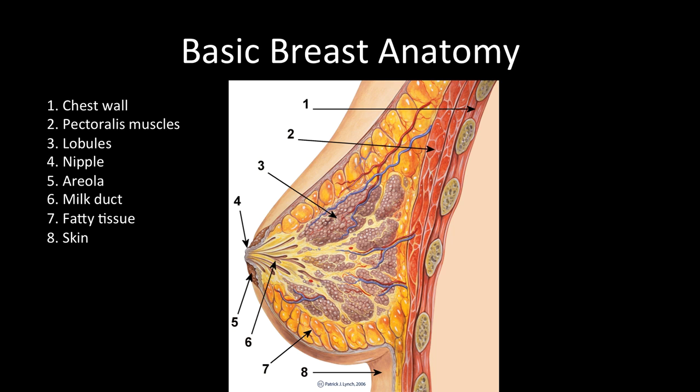Also, we have fibrous tissue known as the Cooper's ligament, and overall the breast is composed of fat, ducts, and glands. The lobules, described by number 3, is where the actual breast milk is produced.